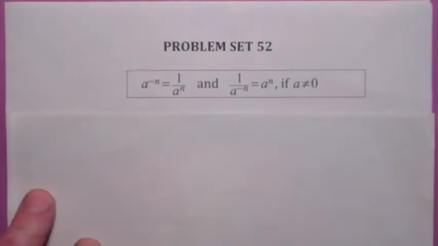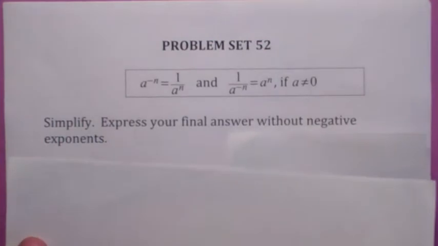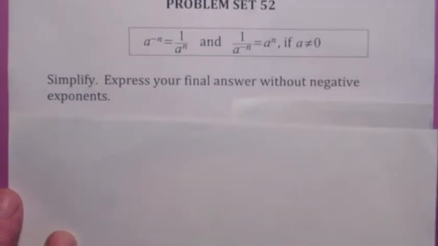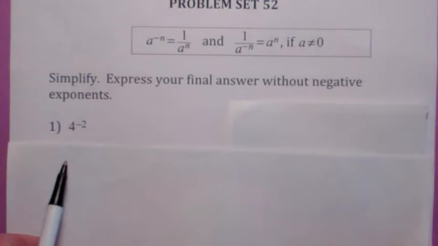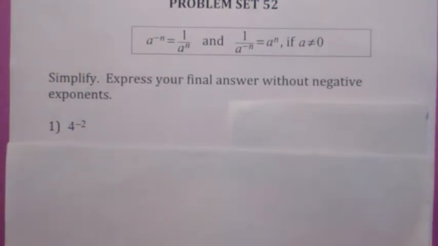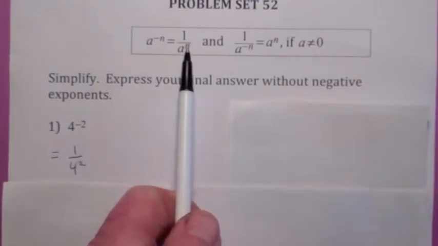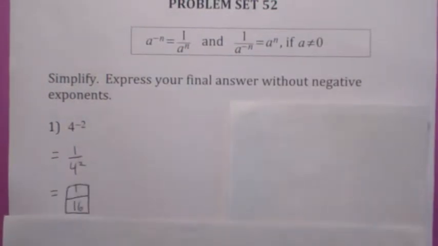That's what it's saying. So for example, we're going to simplify these problems, and part of simplifying means we don't leave our answers with negative exponents. Okay? So what would 4 to the negative 2 be from the definition we just talked about? If you have a base to a negative exponent, it means the reciprocal. So it would be 1 over 4 to the positive 2. See, when you move it down to the bottom, you change the sign. Cross the line, change the sign. So the answer is 1 over 16.